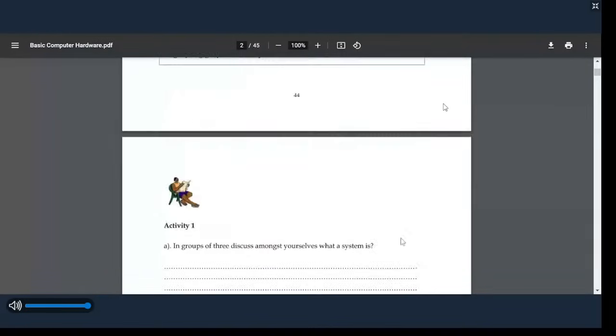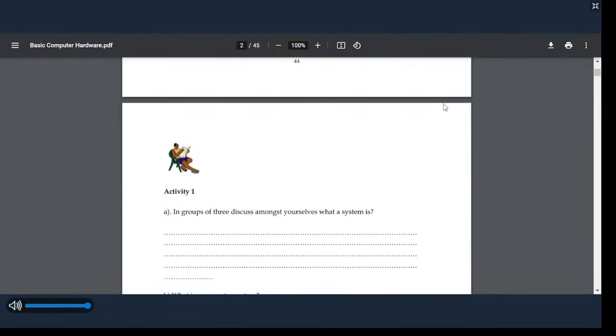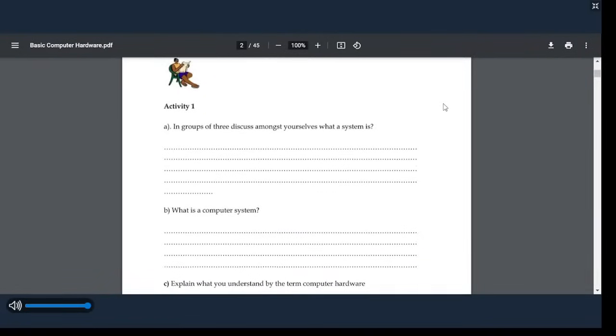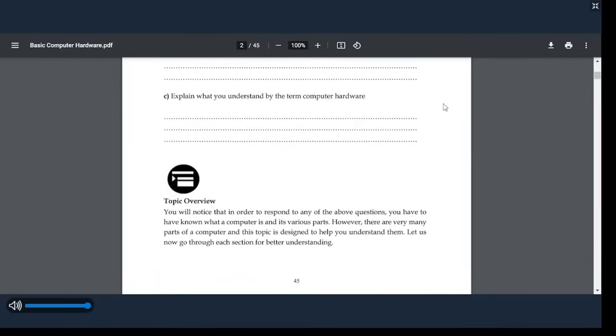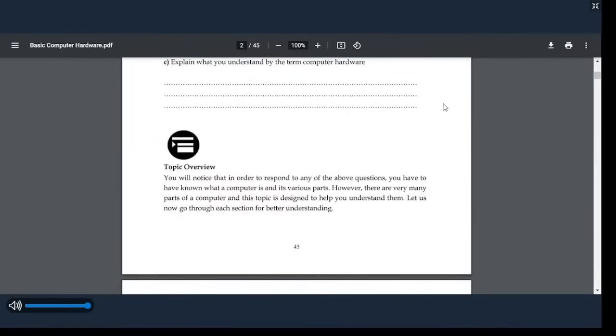Because you are on YouTube, this is a question that I'll ask you, because we can't do it here. Discuss amongst yourselves what a computer system is, and explain what you understand by the term computer hardware. You will notice that in order to respond to any of the above questions, you have to know what a computer is and its various parts. However, there are many parts of a computer, and this topic is designed to help you understand. So let us go through each section for better understanding.